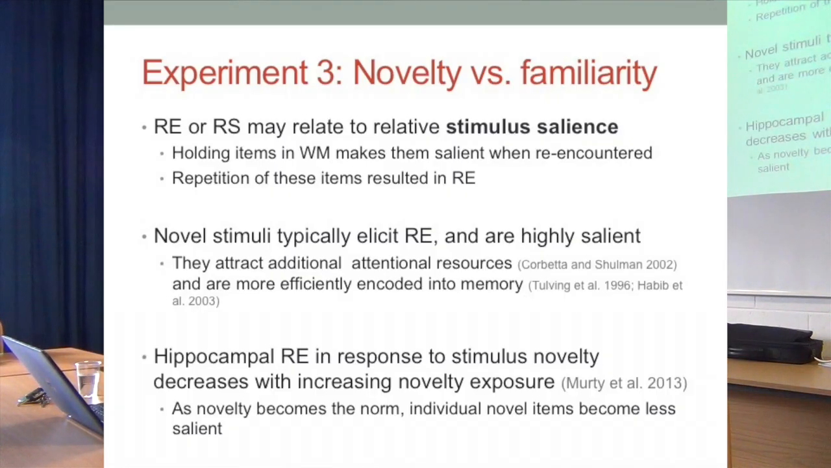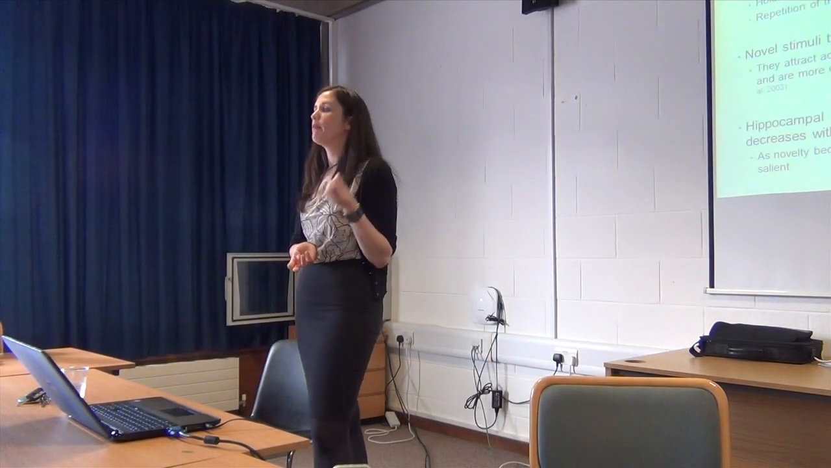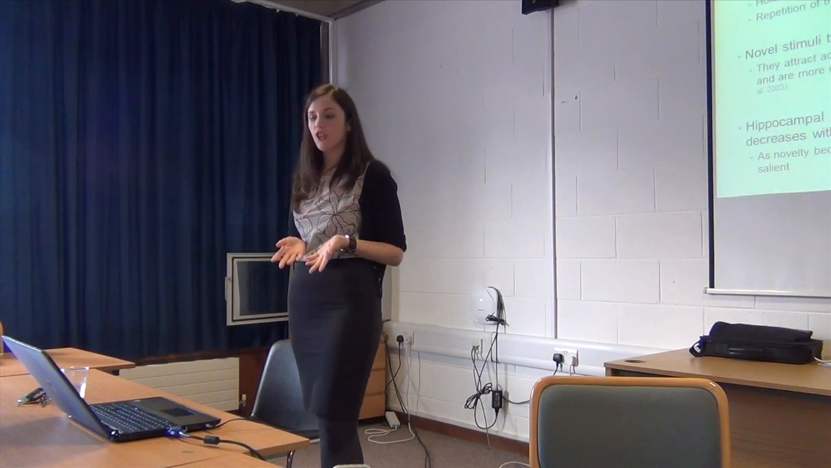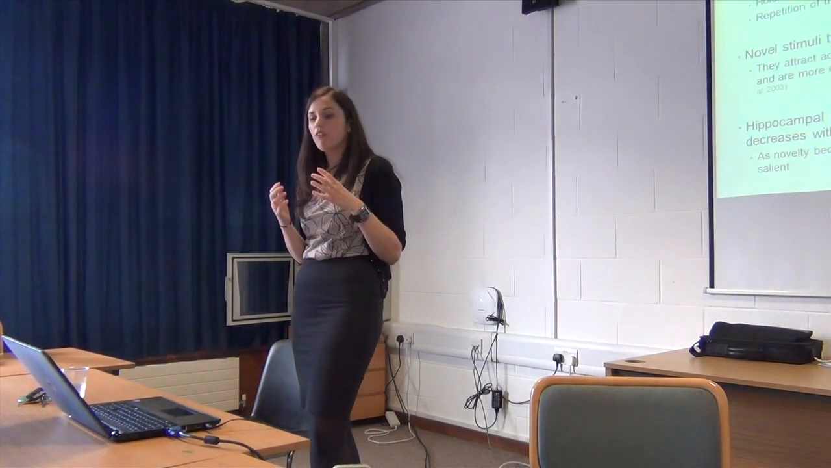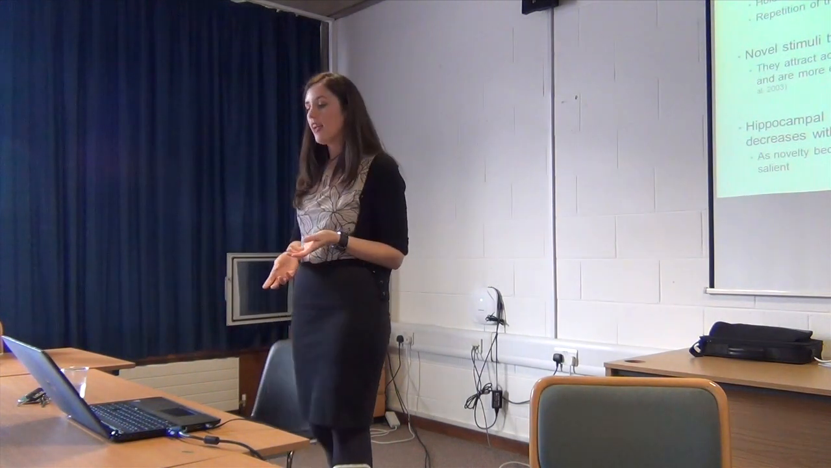Following up from that, we have experiment 3, in which we want to look at novelty and familiarity. We gave a lot of consideration to what caused our original results. We said, okay, yes, it was memory strength. The items that we have high memory strength for, the items that had previously been committed to memory, resulted in an enhancement of repetition response rather than the typical suppression of response. So one explanation is that repetition enhancement and repetition suppression might relate to relative stimulus salience.